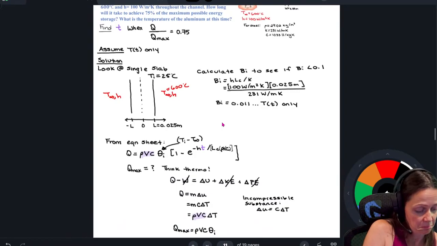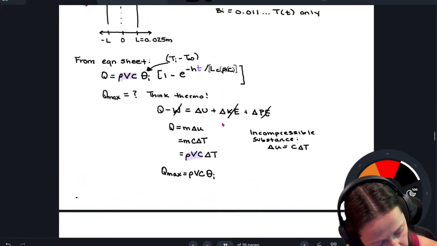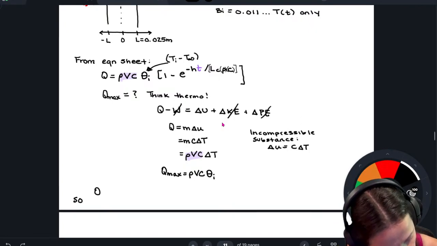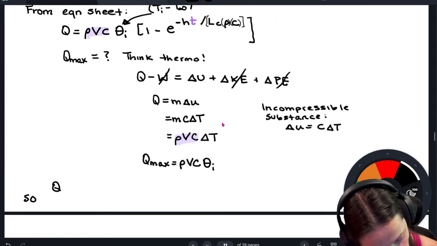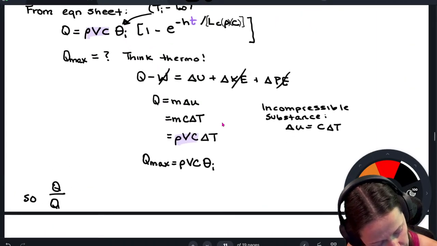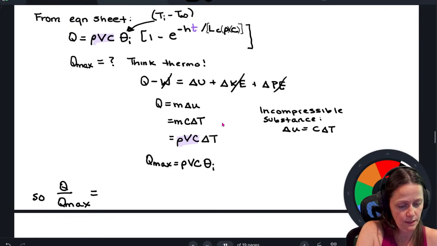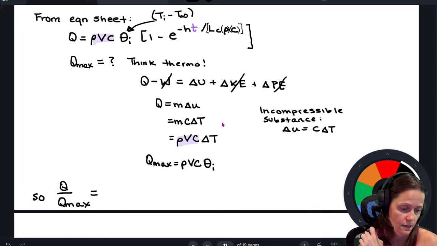So, now that Q over Q max. So could we have just assumed that T was at time infinity? Because that would have made the E term in the above Q go away, right? And it would have just been the same Q max.